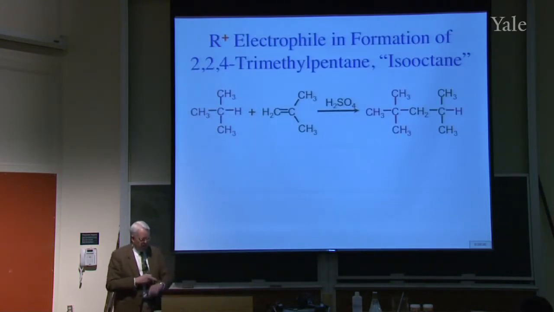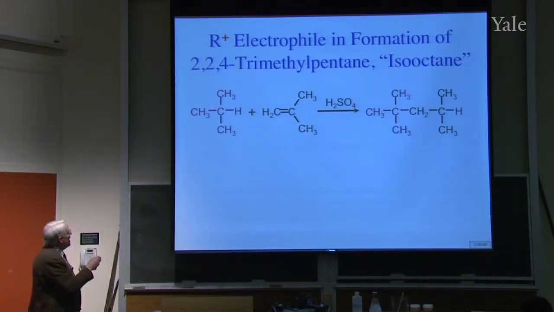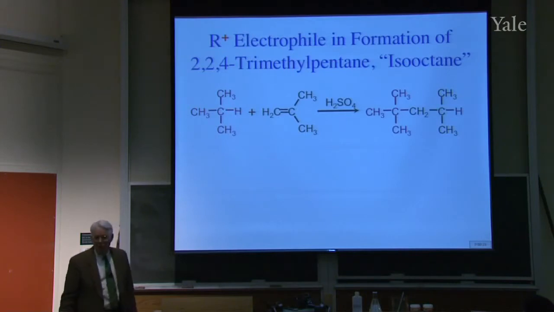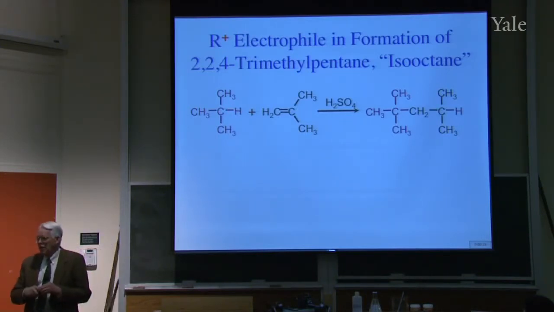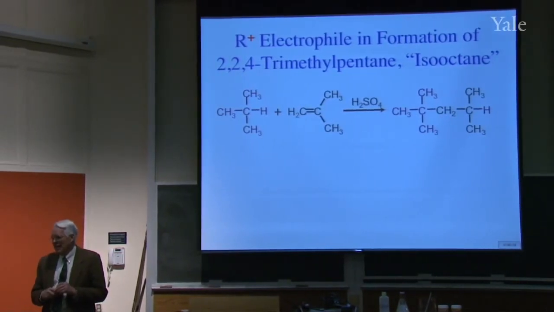So if you have R plus as an electrophile, you do a really interesting reaction. Notice you can take isobutane and isobutylene, react them with H2SO4, and add the elements of the isobutane, and I've colored them because you can do isotopic labeling to see what's what. Notice that what added to the alkene was this CH sigma bond. How do you like that, Noel? Can you see any problem with doing a reaction like that?